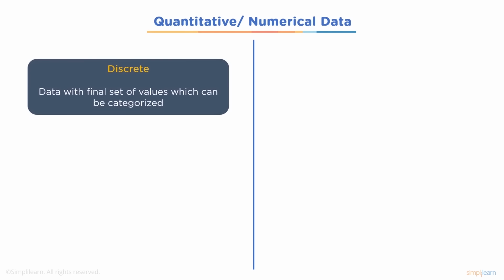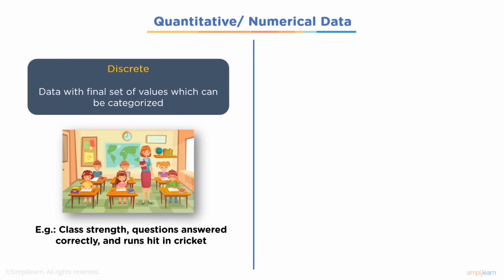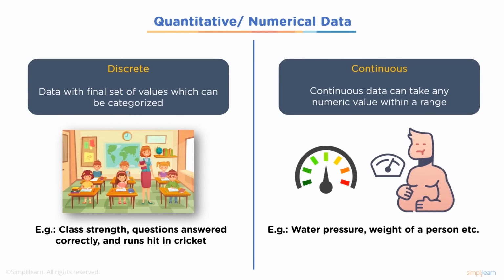Quantitative, numerical data falls into two classes, discrete or continuous. Discrete is data with a finite set of values which can be categorized. Class strength, questions answered correctly, and runs hit in cricket. A lot of times when you see this, you can think integer, and a very restricted integer, i.e., you can only have 100 questions on a test, so it's very discrete. I only have 100 different values that it can attain. So usually you're talking about integers, but within a very small range. They don't have an open end or anything like that. So discrete is very solid, simple to count, a set number.